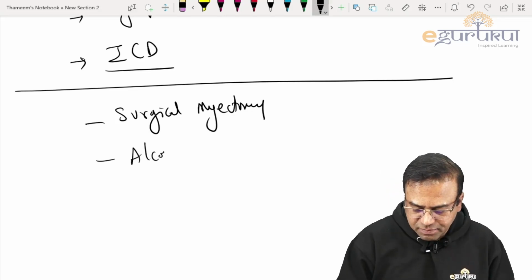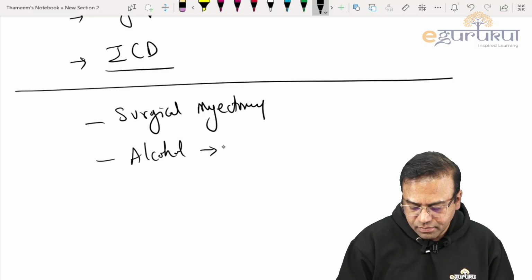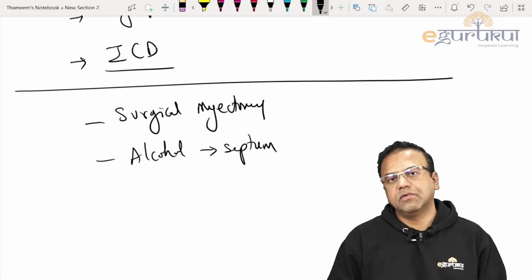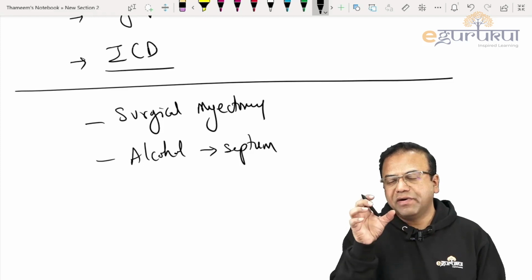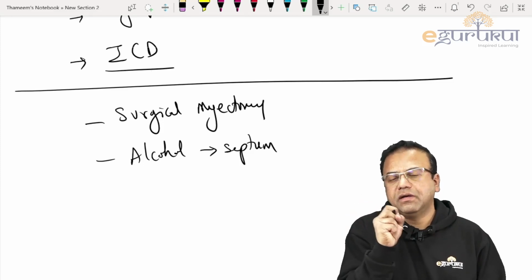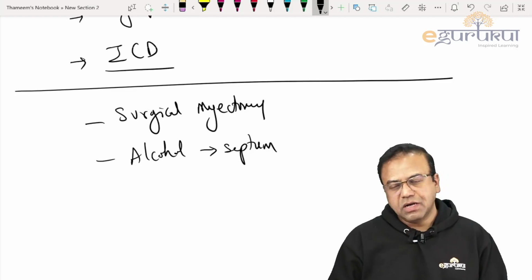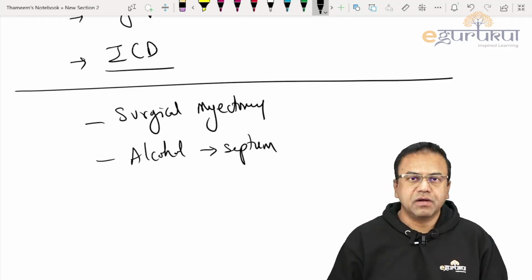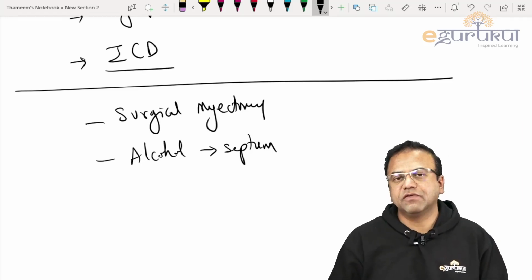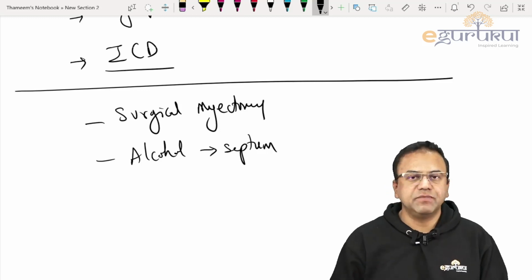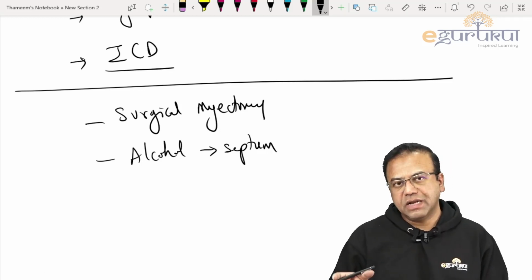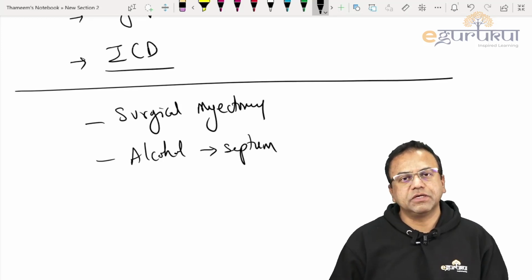Alcohol injection of the septum is another method which is shown to contract the septum to some extent and reduce the obstruction. So these are other options that are also considered, and there are clear indications for this which are not really required for our level of MCQs. So just know that options like surgical myectomy and alcohol injection in the septum are other options in the treatment of patients with HOCM.